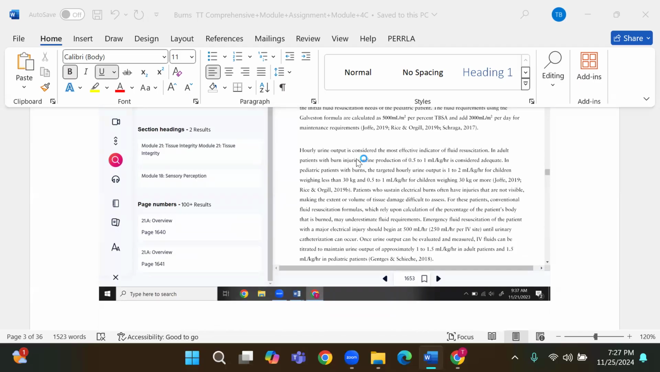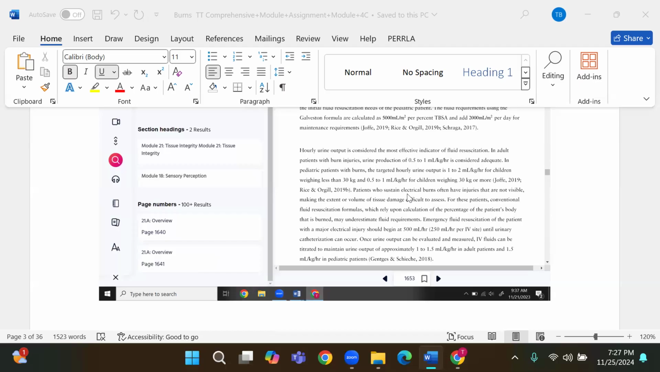All right. In adult patients with burn injuries, urine production is 0.5 to 1 mL per kilogram per hour, which is approximately 30 mL per hour. When you're working in the ICU or the burn unit, they get really specific: 0.5 to 1 mL per kilogram per hour. Okay. But we want to make sure they're at least getting 30 mL per hour. And it did say this in the ATI book too.